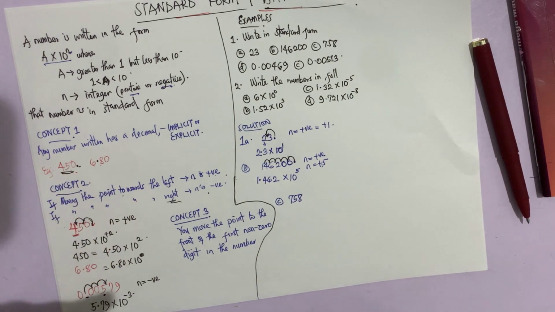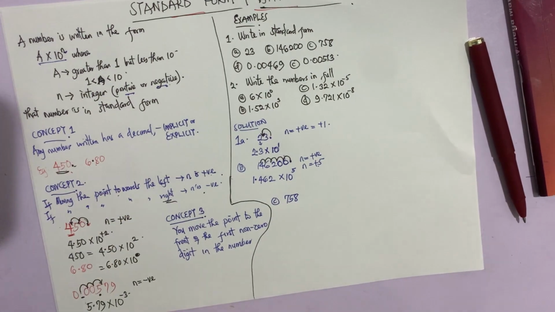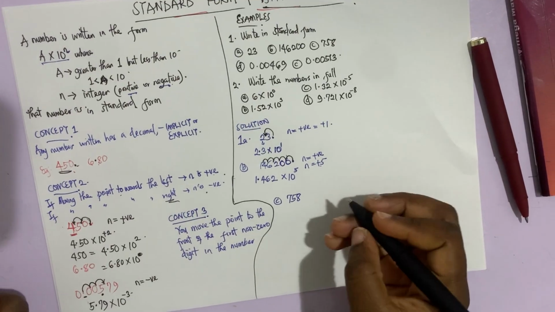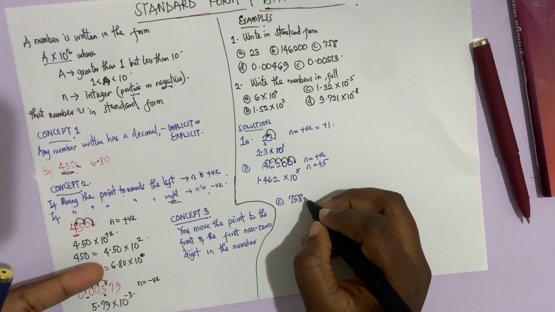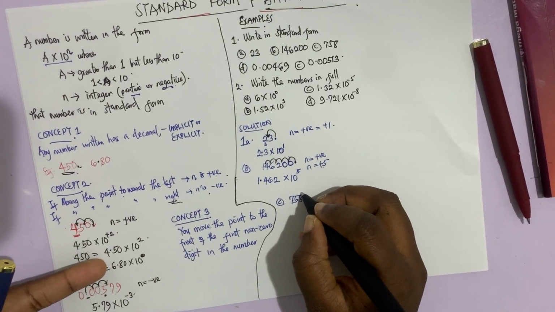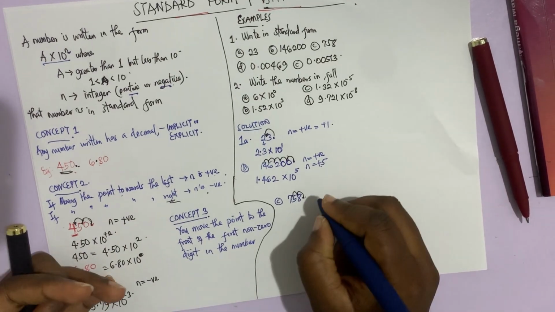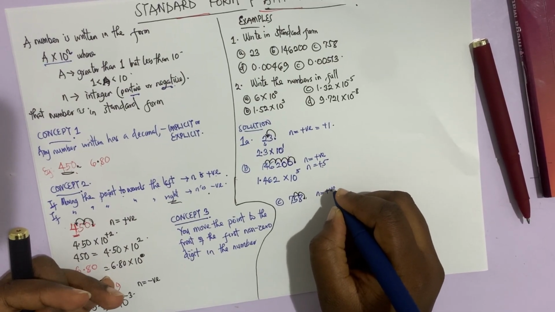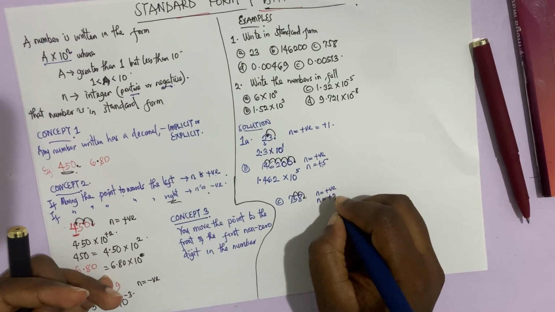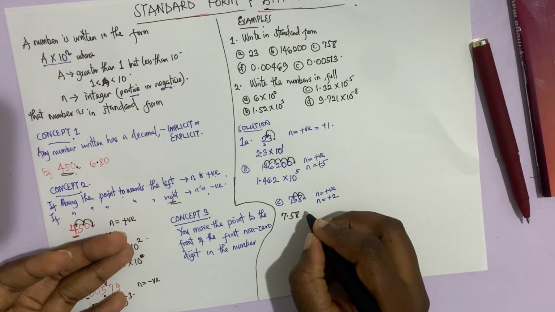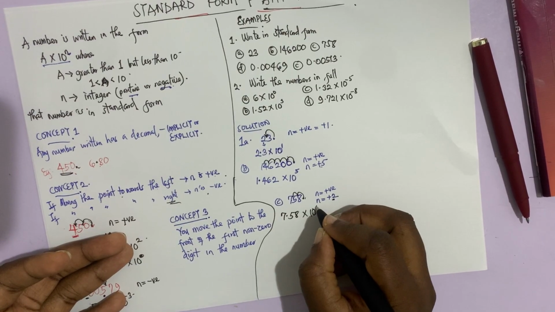758. There is no explicit decimal point. We assume you have an implicit decimal point at the back of the last digit, and we want to move it to the front of the first digit. So we move 1, 2. Because we are moving towards the left, our n is positive. We move twice, so n is plus 2. This becomes 7.58 times 10 raised to power 2.